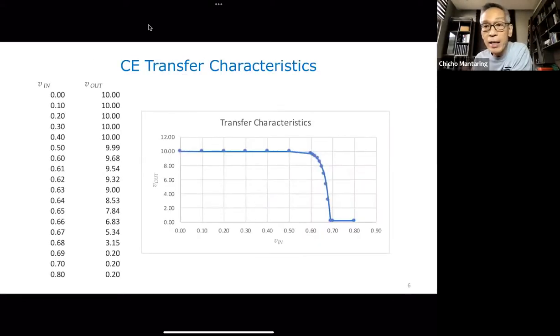Okay, let's take a look at the table. Notice that from 0 to about 0.5 or even 0.6, my transistor is cut off.